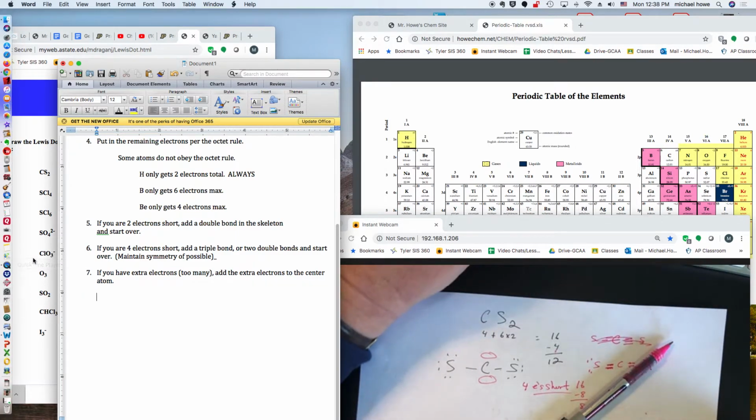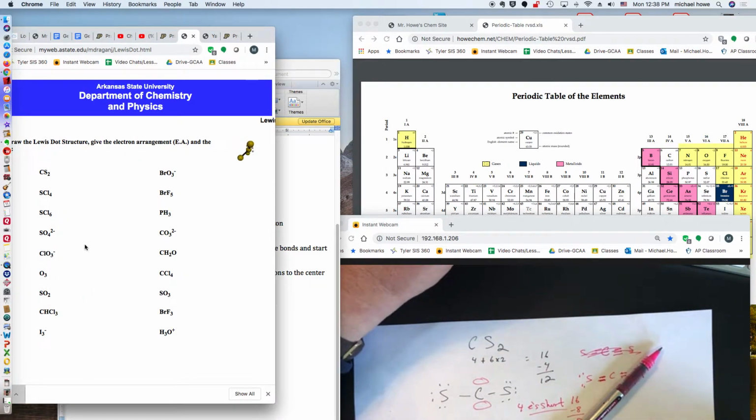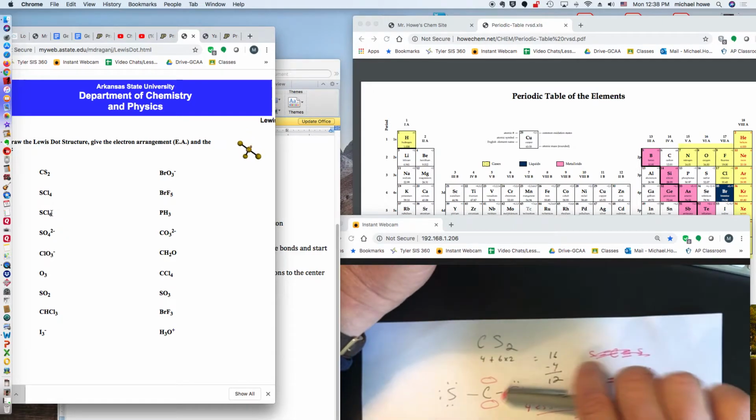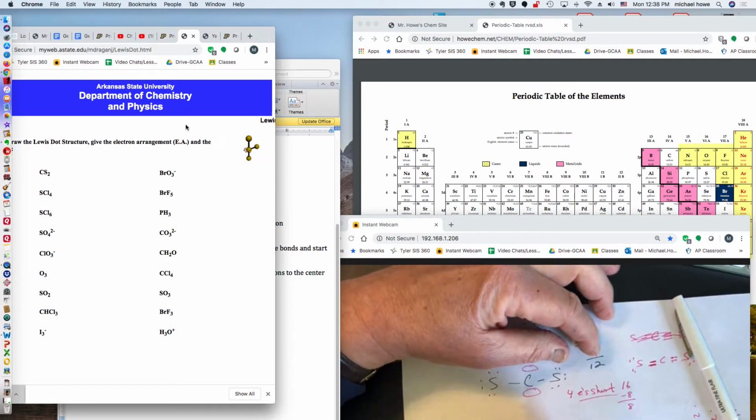All right, so let's look at one that might show us that. SCl6 would be a good example. It goes like this.